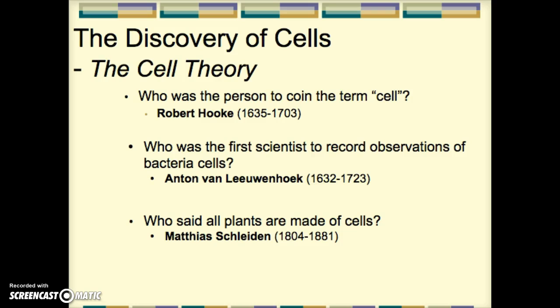The discovery of cells, you still have that, you have your subtitle, and then you have questions to engage the student, like who was the first person to coin the term cell? That was Robert Hooke, and those are the dates that he was alive. Who was the first scientist to record observations of bacterial cells? Anton van Leeuwenhoek. And who said all plants are made of cells? Matthias Schleiden. This is a great way for the students to be able to answer the question or discuss it before they see the bolded word.